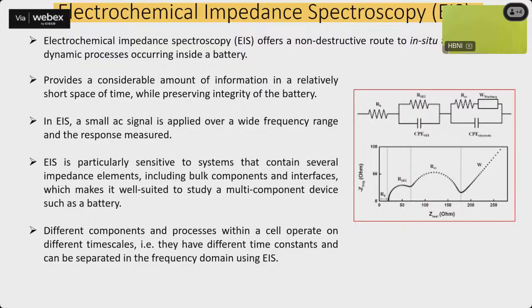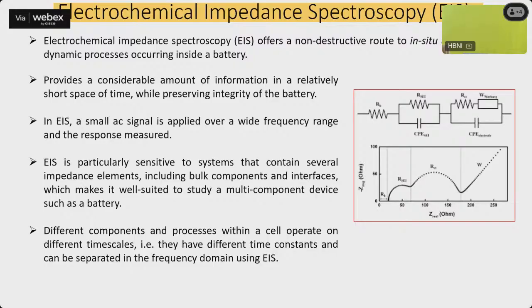it preserves the integrity of the battery. So you need not decrimp or disassemble the battery and then check what is happening inside. As and when the processes are running, you can test it using electrochemical impedance spectroscopy. So what do you do in case of EIS? You apply a small AC signal over a very wide frequency range, and then you measure the response. Please remember, EIS is particularly sensitive to systems that contain several impedance elements.